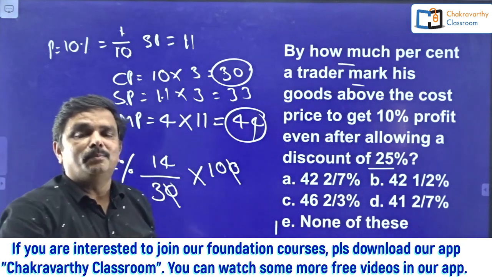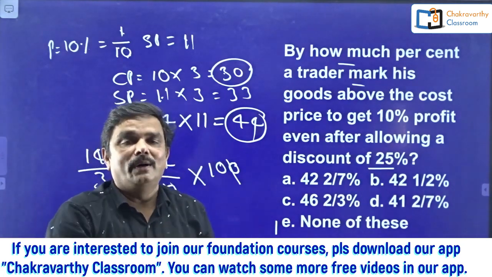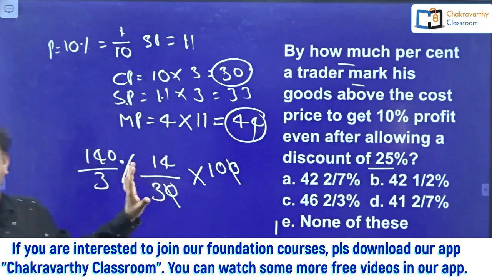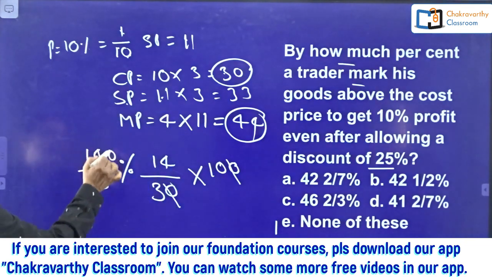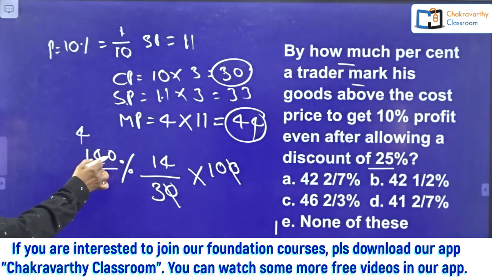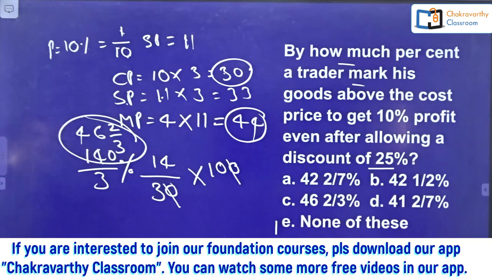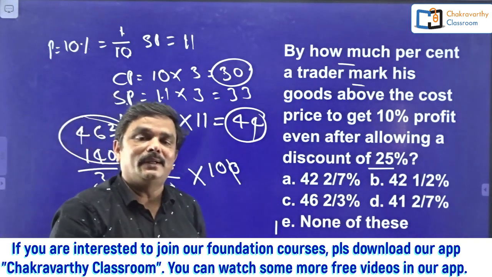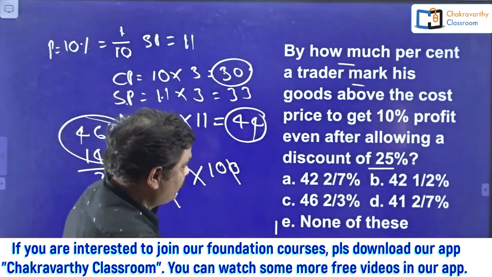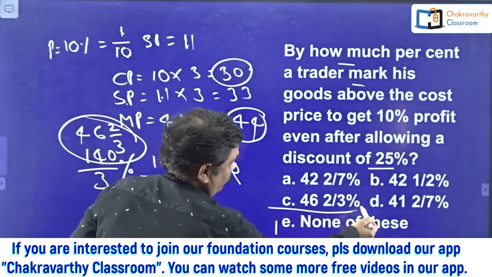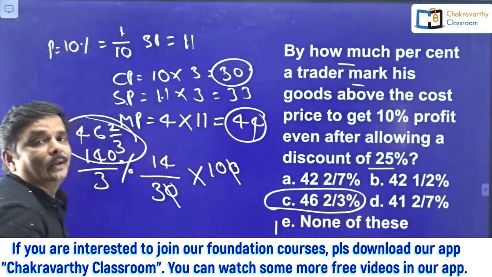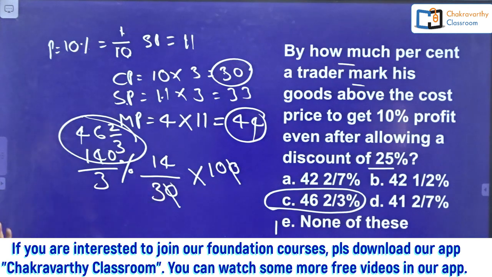But generally percentage must be shown in terms of decimals or mixed fraction. I am going for the mixed fraction here. 3 fours 12, 2 is the remainder, then 3 sixes 18... again 2 is the remainder, 2 by 3. My answer is 46 2 by 3 percentage. So 46 2 by 3, yes, they have given this one. This is C, the right one. If this is not there, you can go for none of these.